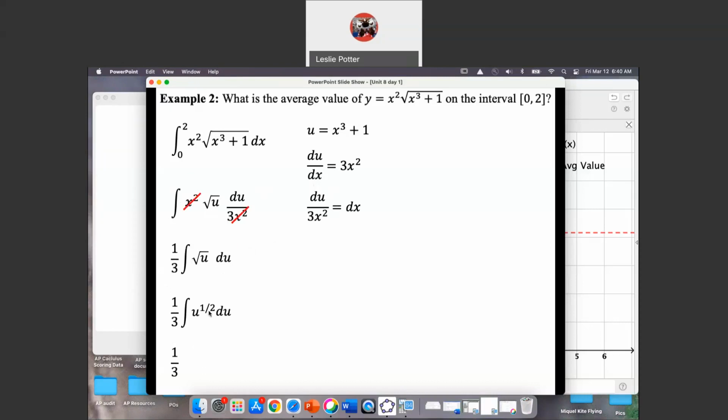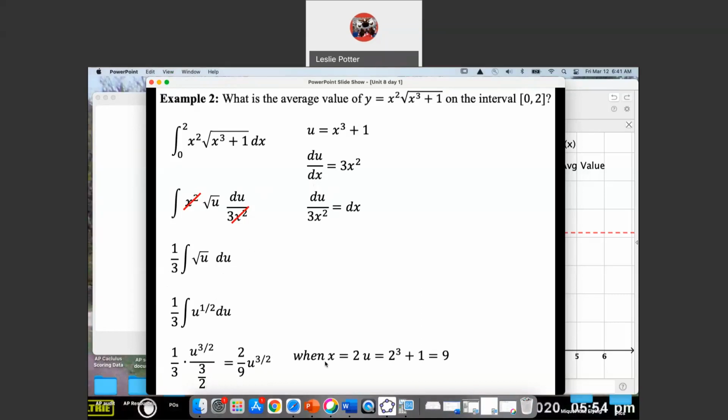So reversing the power rule says bump this up by 1, so it's u to the 3/2, and divide by that new power, 3/2. Dividing by 3/2 is the same as multiplying by 2/3. So that's what I'm going to do here. I'm going to multiply by 2/3 and get 2/9, u to the 3/2. Now that I've done basically the antiderivative, I can start addressing these new limits.